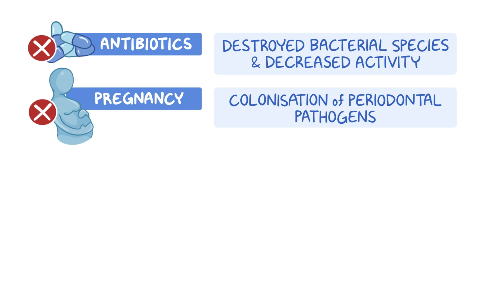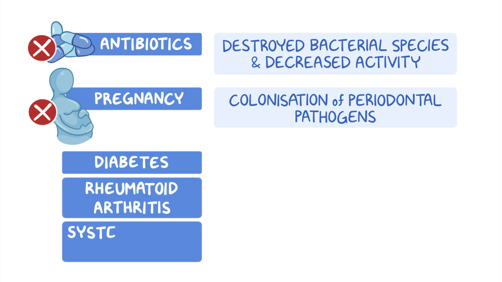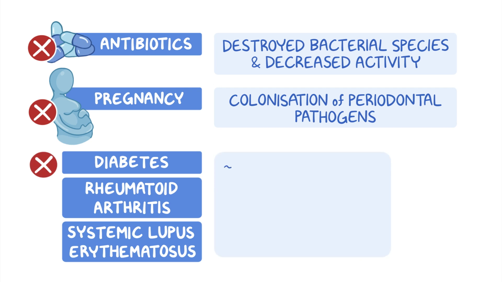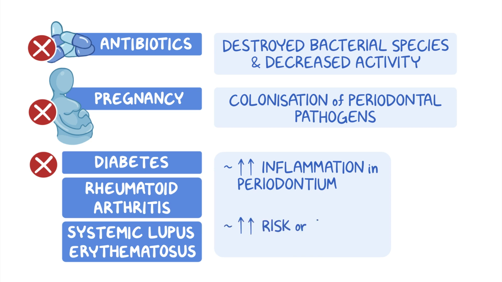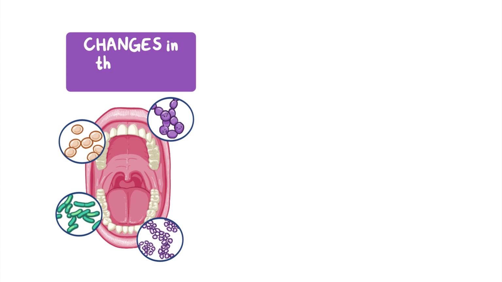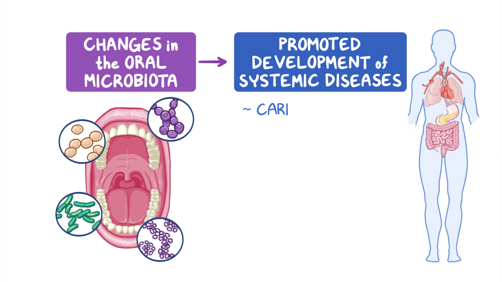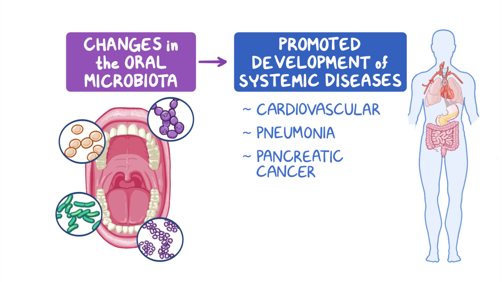Also, some systemic diseases such as diabetes, rheumatoid arthritis, and systemic lupus erythematosus can enhance inflammation in the periodontium, which can lead to a shift in bacterial composition and increase the risk or severity of periodontitis. Finally, changes in the oral microbiota can promote development of certain systemic diseases such as cardiovascular disease, pneumonia, pancreatic cancer, or colorectal cancer.